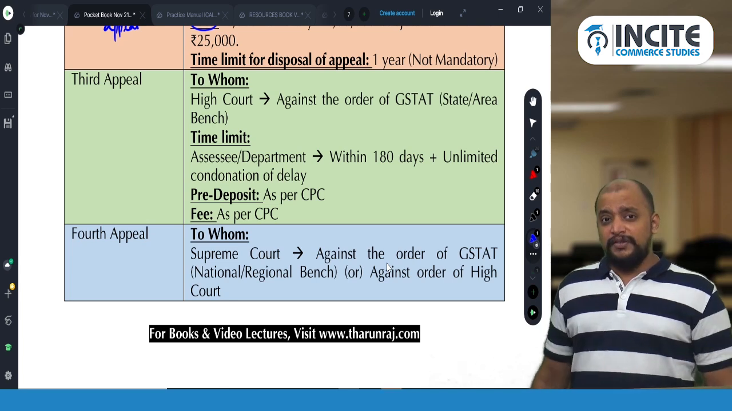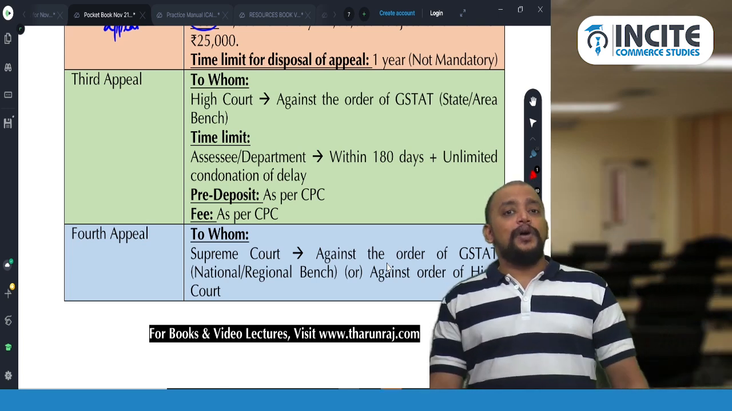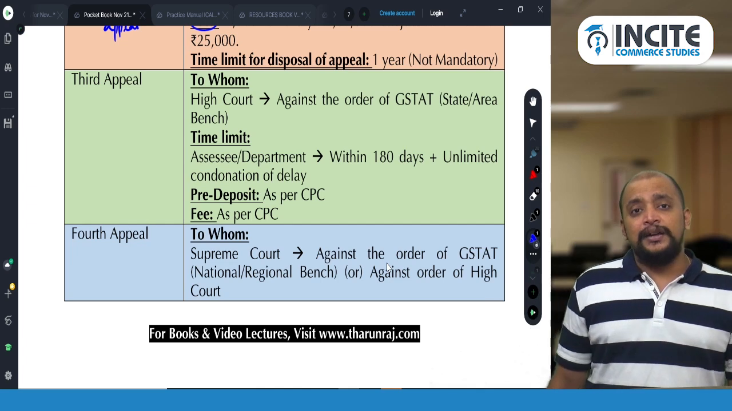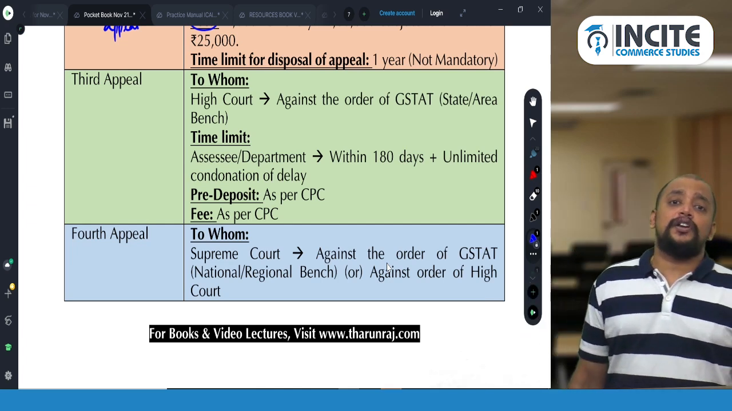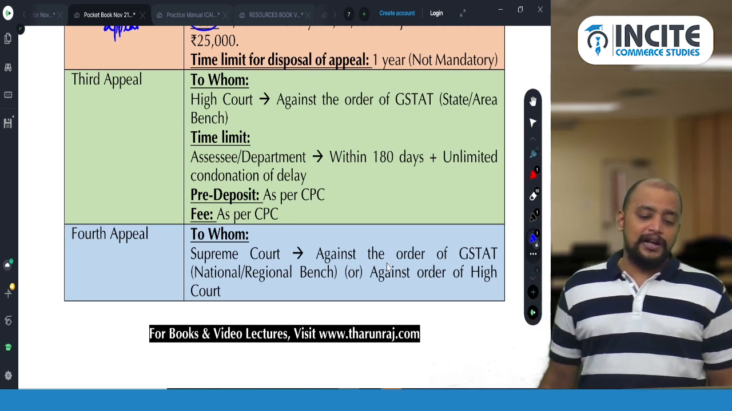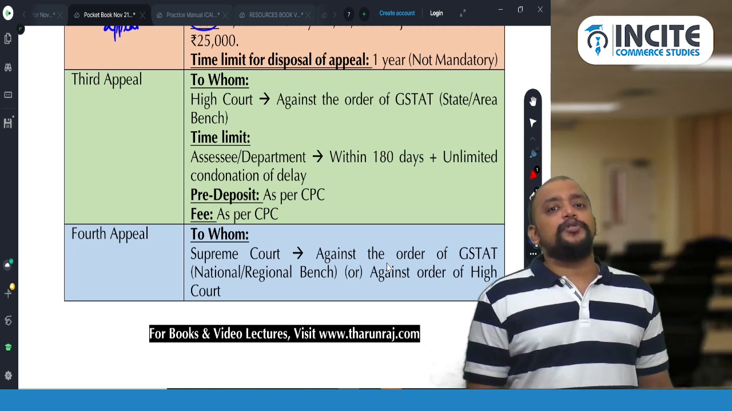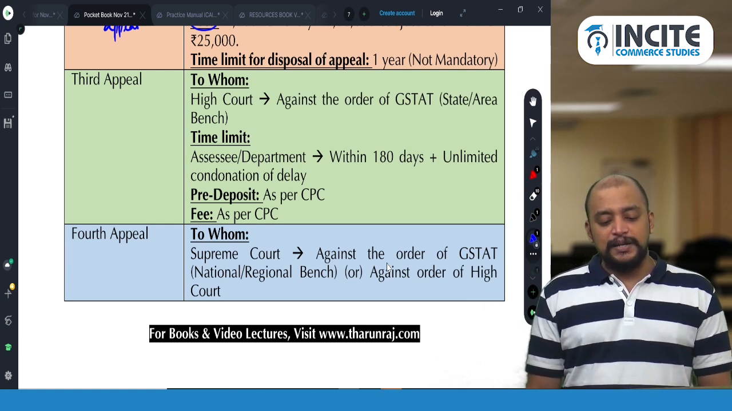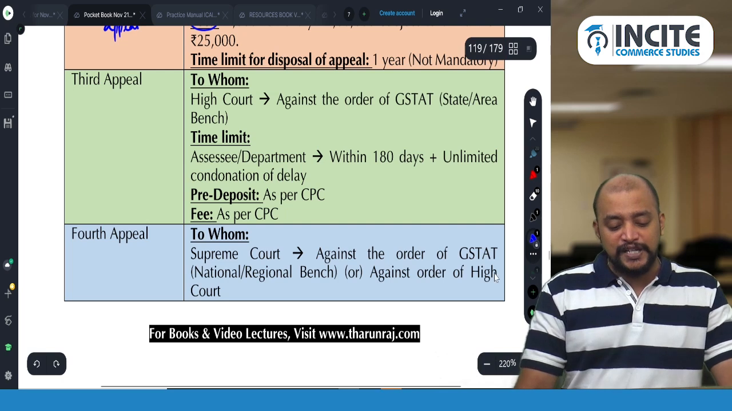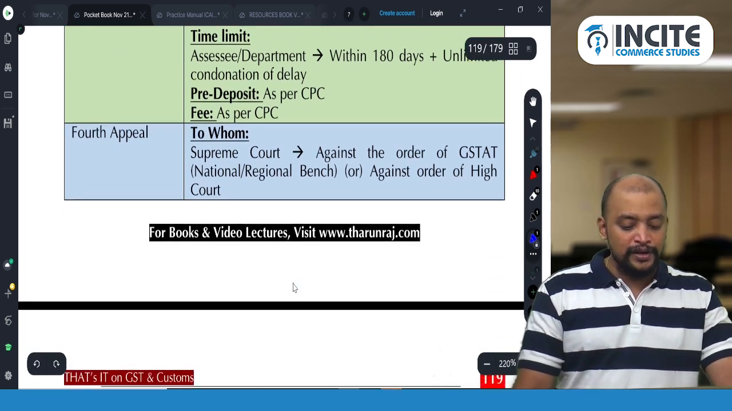What is the time limit within which we should go for appeal to the High Court? 180 days plus unlimited condonation of delay. So if there are sufficient reasons for not going for appeal, they can condone the delay. And pre-deposit as per CRPC, and fee as per CPC, Civil Procedure Code.